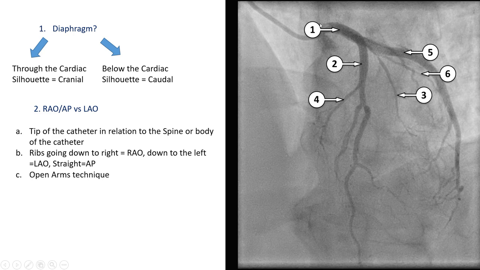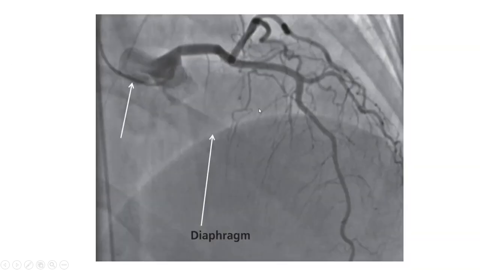The hand that's holding the tip of the catheter determines the direction. So if you're holding it with the left in this place, it's going to be left, LAO. So this is an LAO view. Now we determined is the diaphragm crossing the silhouette, so that's cranial, and now we determined it's left, so that's LAO cranial view. More practice, going on to the next one.